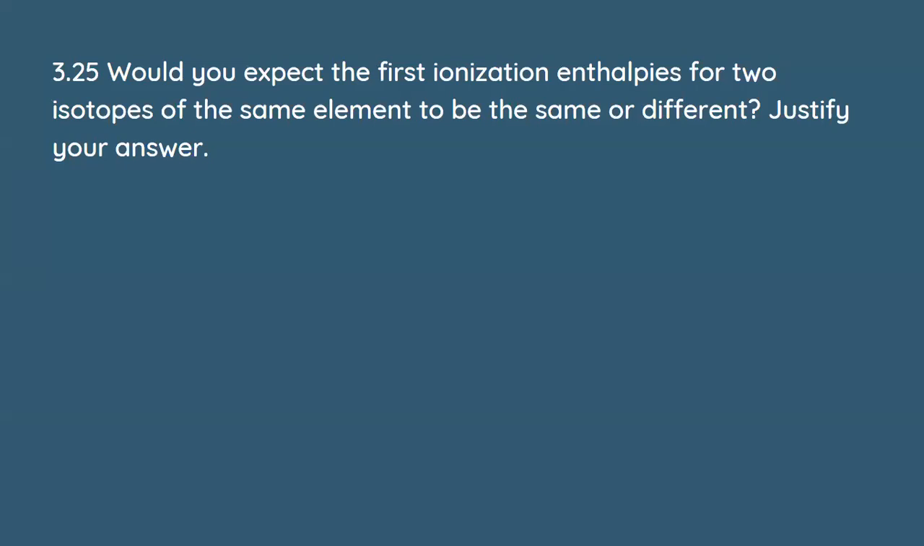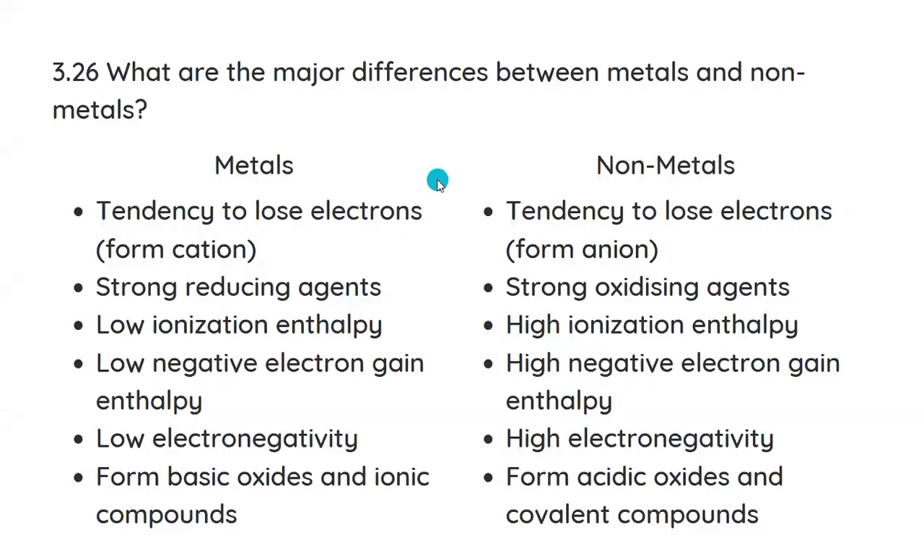Next one, would you expect the first ionization enthalpies for two isotopes of the same element to be the same or different? First of all, an isotope consists of the same number of electrons, so the number of electrons is not going to change, but it has a different number of neutrons. Protons are also going to be the same, so the effective nuclear charge is the same. The number of electrons is the same. So we would expect the ionization enthalpies for two isotopes of the same element to be almost equal, quite close.